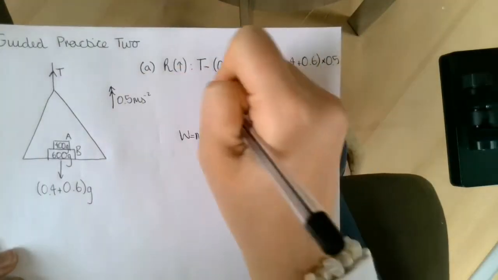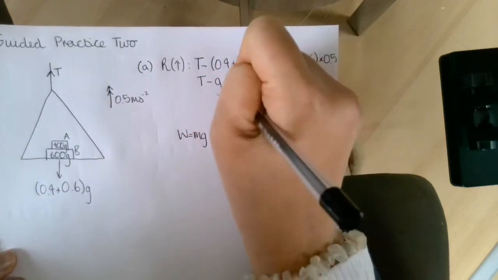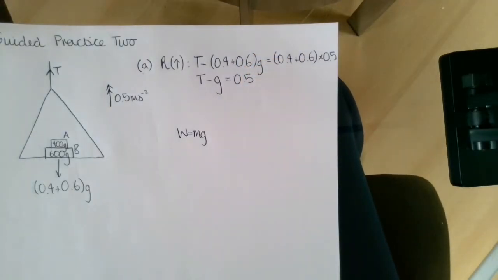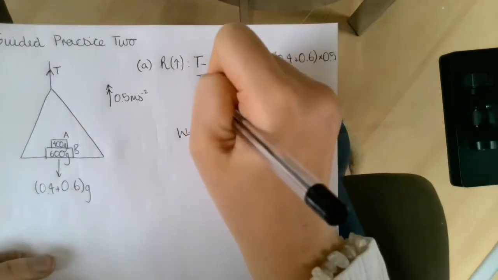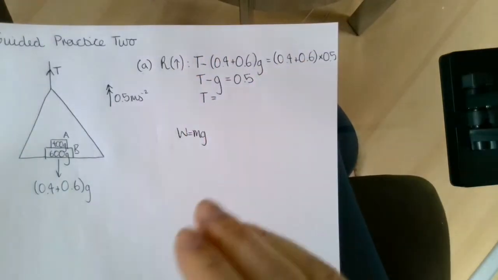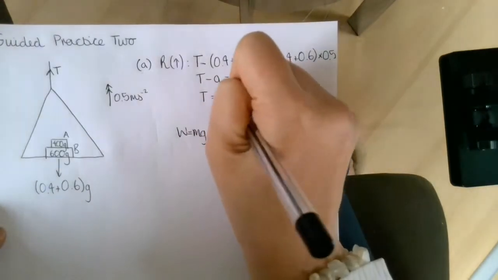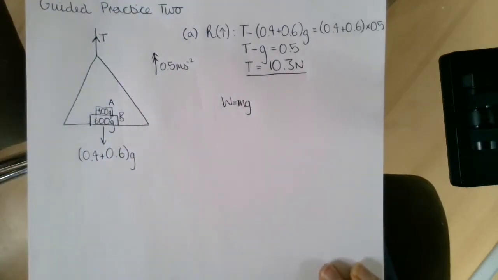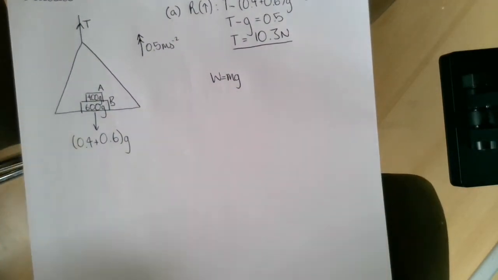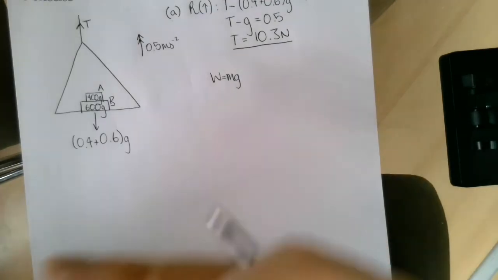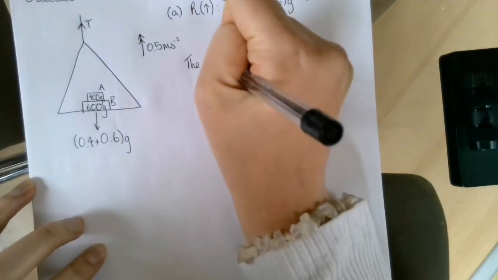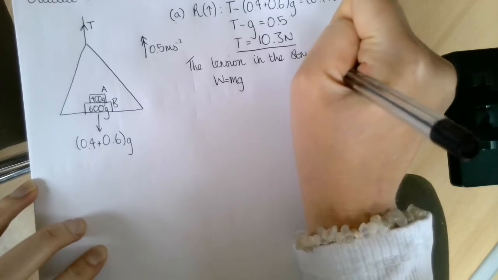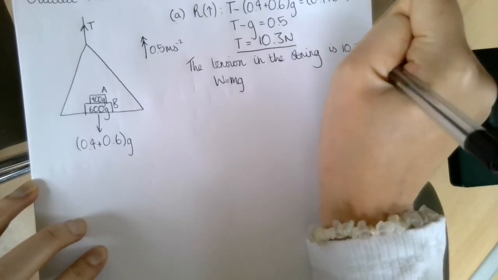So we get here T subtract G is equal to 0.5. Remember, G is equal to 9.8. So that means that T equals 0.5 plus 9.8, which is 10.3 newtons. So that's our value for T. Now it's asked for the tension in the string, so I'm going to write a statement saying the tension in the string is 10.3 newtons.